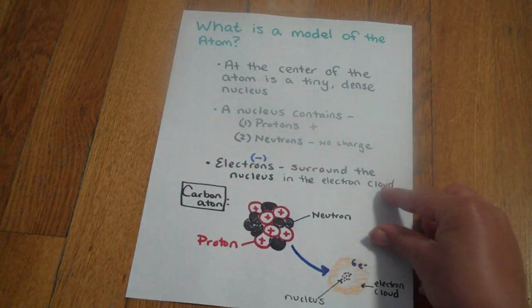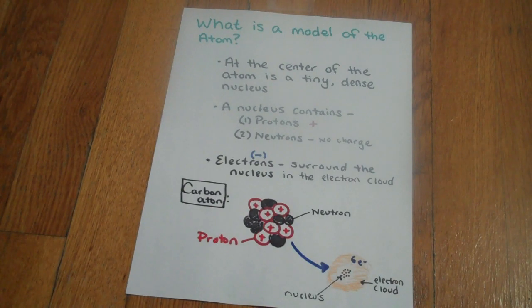First thing I want to ask is, what is a model of the atom? At the center of the atom is a tiny, dense nucleus. A nucleus contains two things. There are positive protons and neutrons with no charge. The third thing that is a model of an atom is on the outside. They are called electrons, and they are negatively charged. They surround the nucleus in the electron cloud.